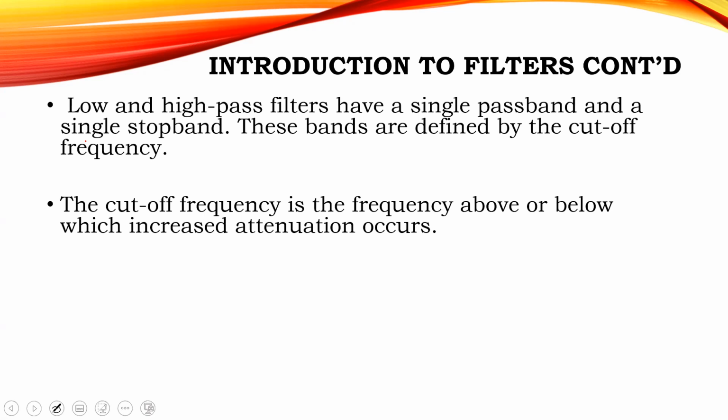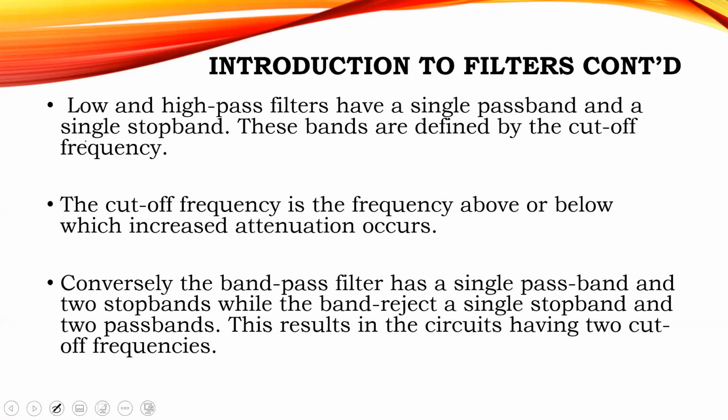Now for your band pass filter, it has a single pass band and two stop bands. And we had said that earlier, okay? While the band reject or band stop filter has a single stop band and two pass bands. And we're going to be looking at these diagrams, and hopefully that will help to clear up a lot of what we're saying now, right?